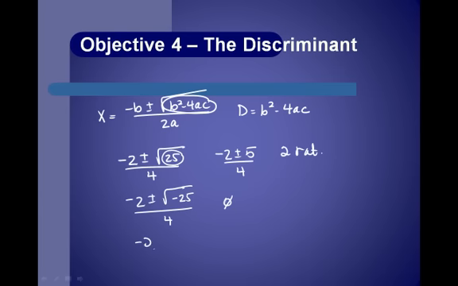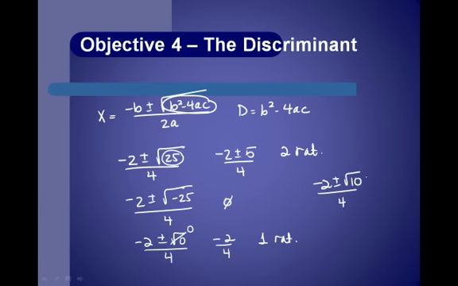Okay? Our next one would be, what if we had negative 2 plus or minus the square root of 0 over 4? Well, the square root of 0 is 0. So in that case, we're just going to get negative 2 over 4. Now notice in this case, we're going to have one rational solution. Okay, then the other alternative would be, what if it's negative 2 plus or minus a number that's not a perfect square?